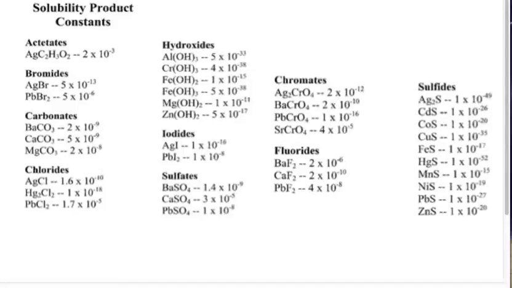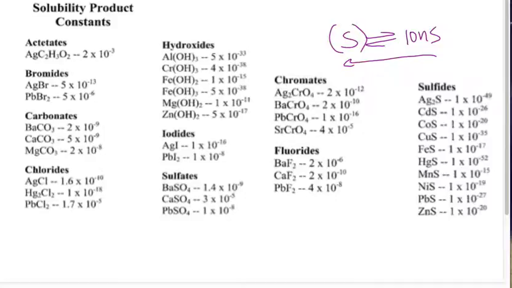So what? Why do we care? If we're going solid to ions, and the numbers are super, super tiny, which way does equilibrium lie? To the left or to the right? To the left. So it means that the stuff is mostly in solid form. Very little of it will dissociate.